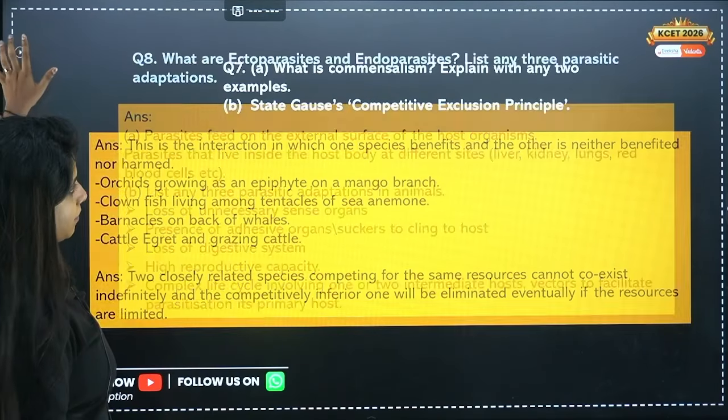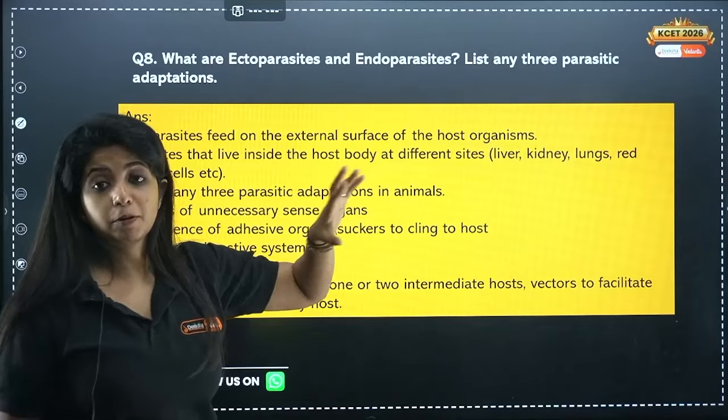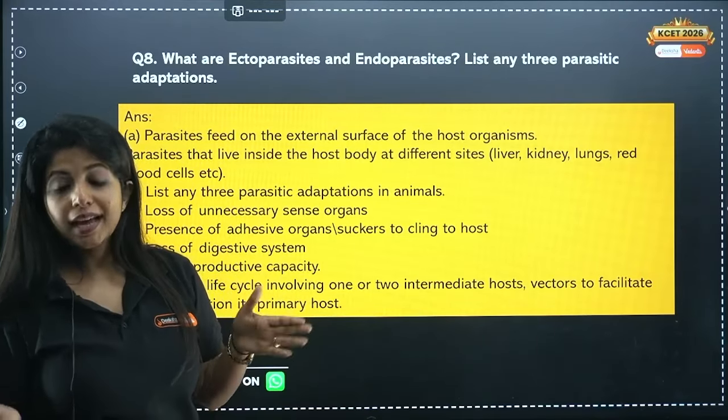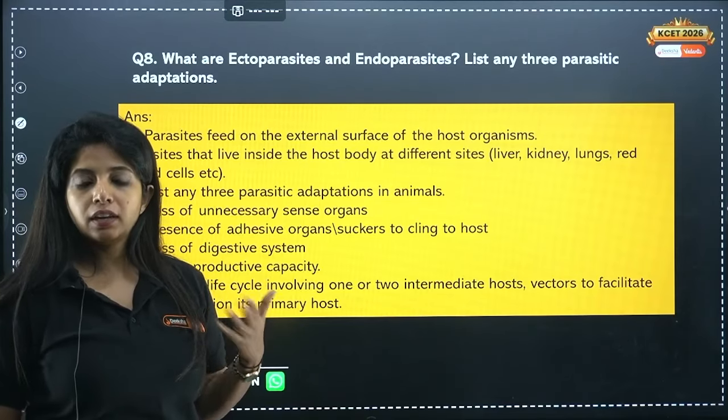Now, what are ectoparasites and endoparasites? List any 3 parasitic adaptations. Ecto means they are on the surface, for example, ticks and lice. Endo means they are inside the body, such as tapeworm.